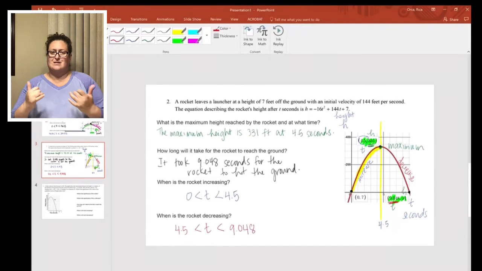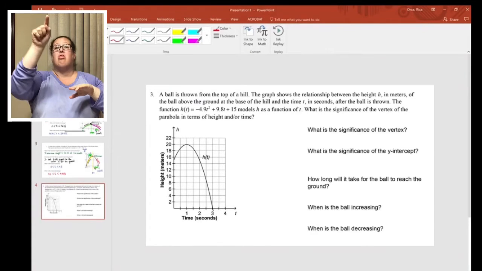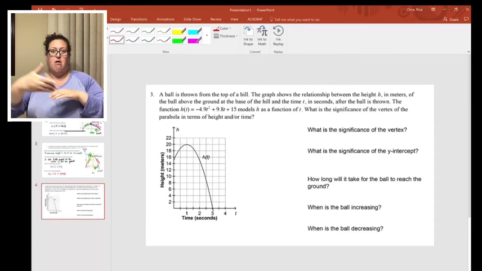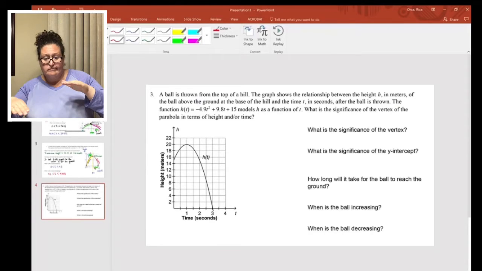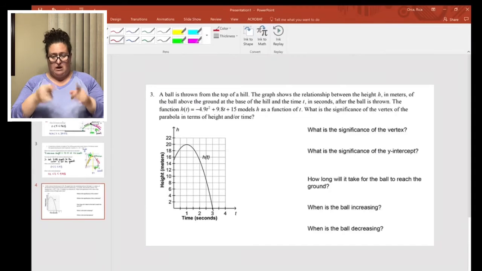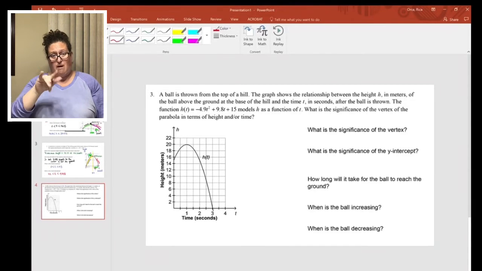Now let's move on to our last projectile motion problem. A ball is thrown from the top of a hill. The graph shows the relationship between the height h in meters of the ball above the ground at the base of the hill and the time t in seconds after the ball is thrown. The function h of t equals negative 4.9t squared plus 9.8t plus 15 models h as a function of t. What is the significance of the vertex of the parabola in terms of the height and or time?